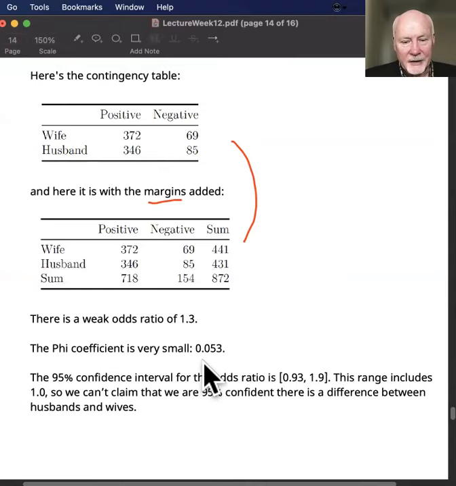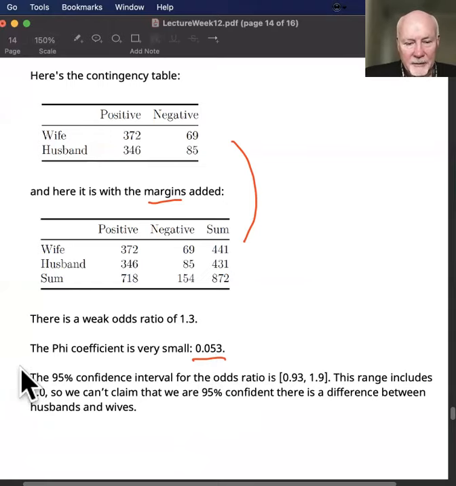The second thing here is this statistic called the phi coefficient, and that's interpreted in a very similar way to Pearson's correlation coefficient. In fact, for 2x2 tables, it's essentially the same thing. So that's very small, 0.05.